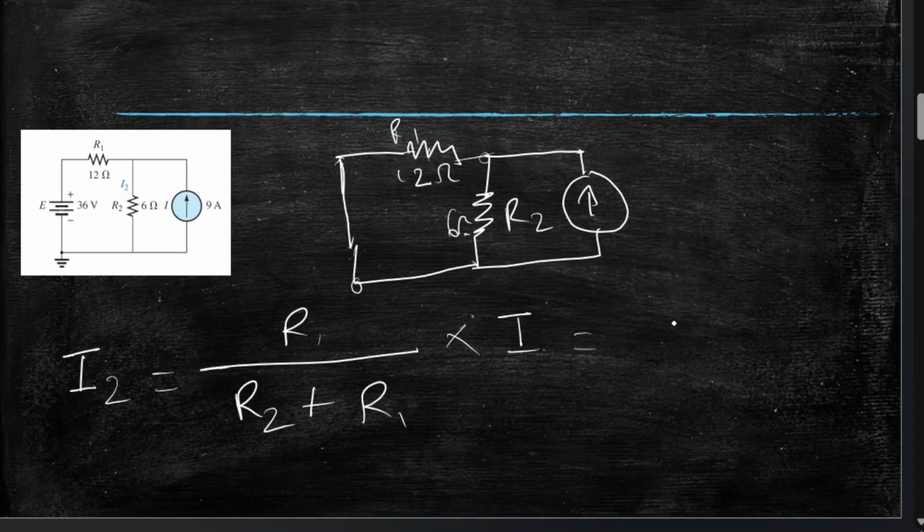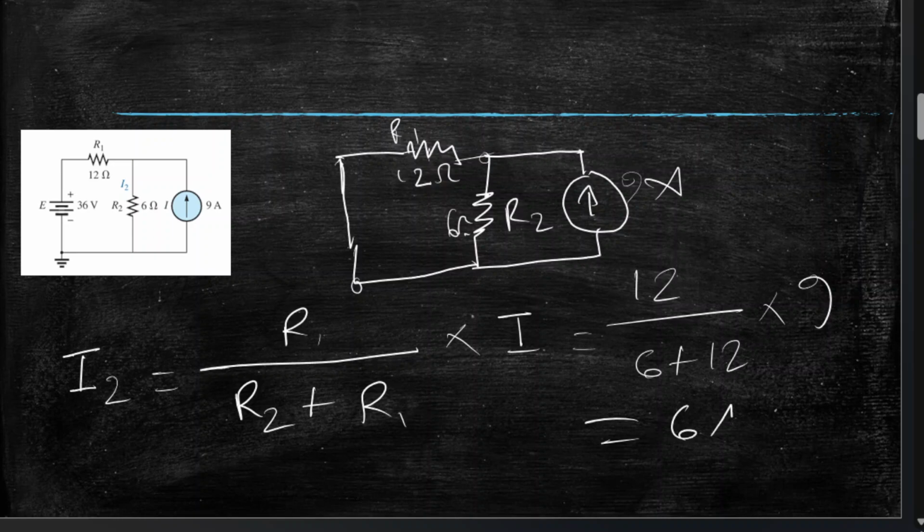Now let's substitute the values. So R1 is 12 ohm, 12 over R2, which is 6, plus again 12, times total current I, which is 9 amperes, so times 9. Now let's put that in the calculator. 12 over 6 plus 12 times 9, so we have 6 amperes. I2 is equal to 6 ampere.